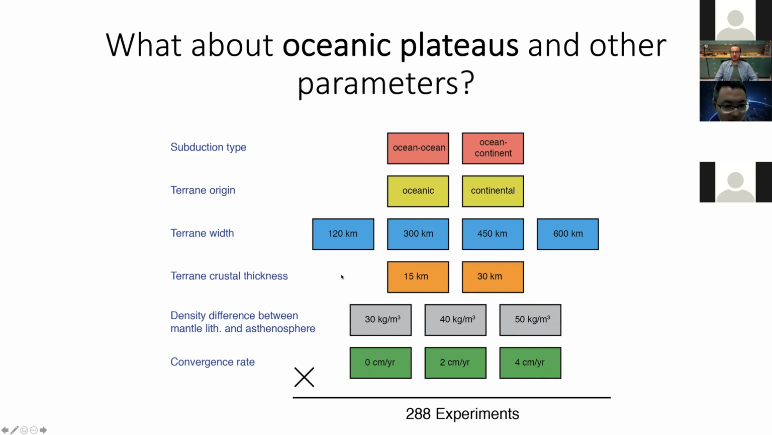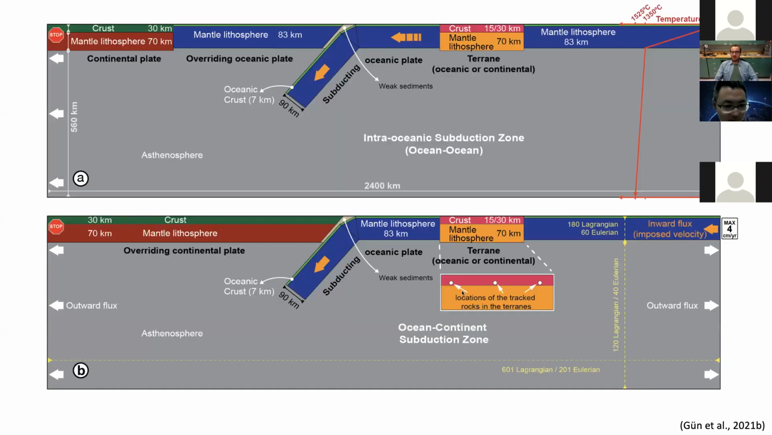All these parameters yield 288 experiments in total. Originally we had 12 experiments, and now we continue this research and have 288 experiments. So this is the setup. The upper part is exactly the same as in the previous models, but here you can see that there is a continental overriding plate, in addition to the oceanic overriding plate. And again, this 15-kilometer thick crust, and the type of the crust can also be oceanic.